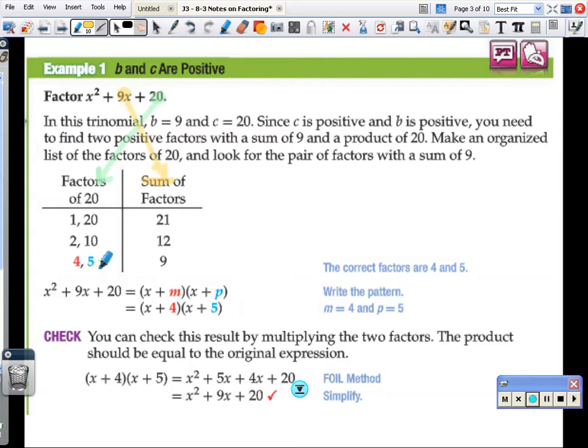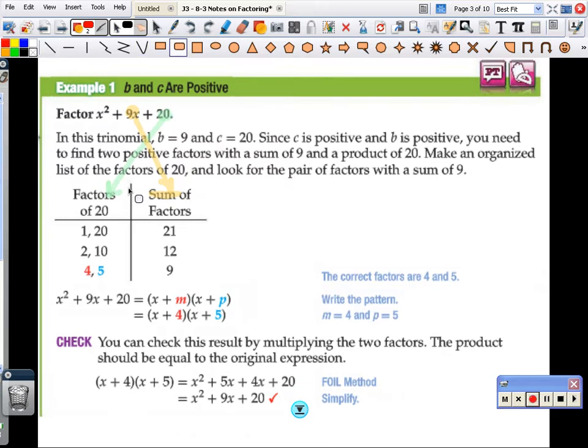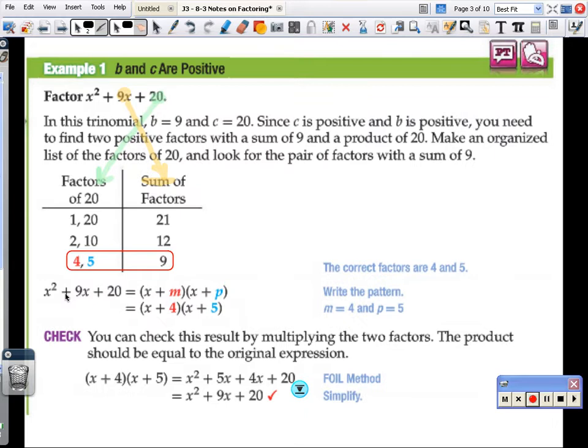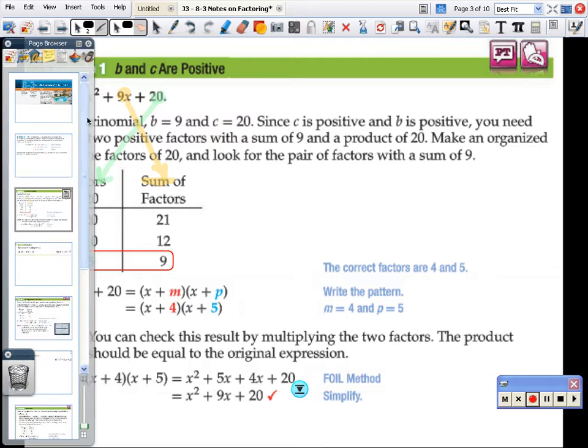So we need the same set of numbers, and really we quickly see that right here, 4 and 5, they multiply to 20 and add to 9. So what we're able to do is just rewrite this polynomial as the quantity of x plus 4 times the quantity of x plus 5. The great thing about this unit is that you're able to check all your work. If you get this, just multiply the factors together and you should be able to get the original expression. Okay?